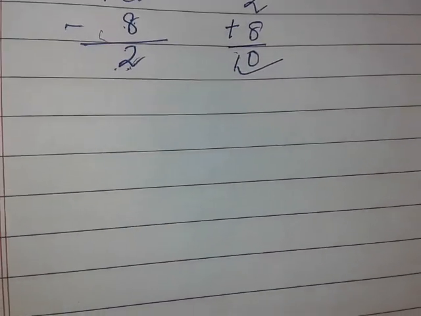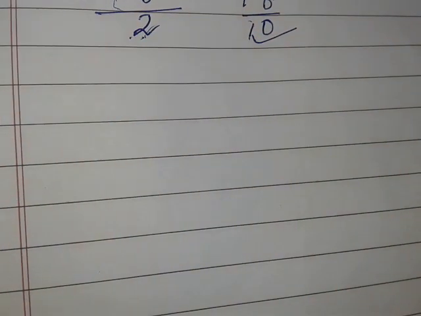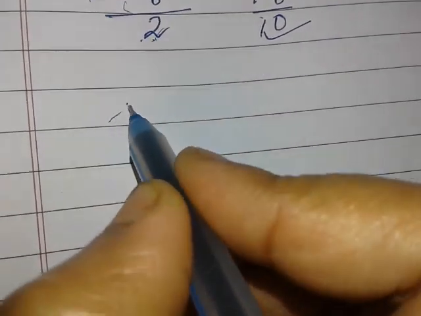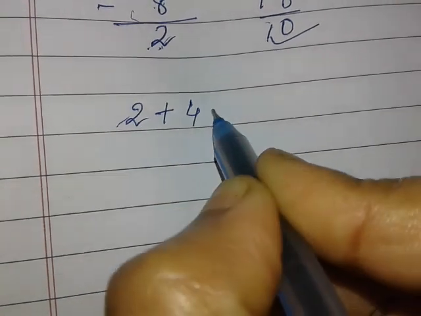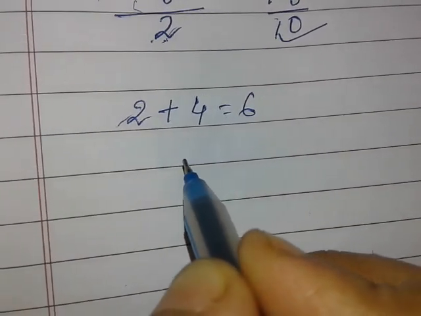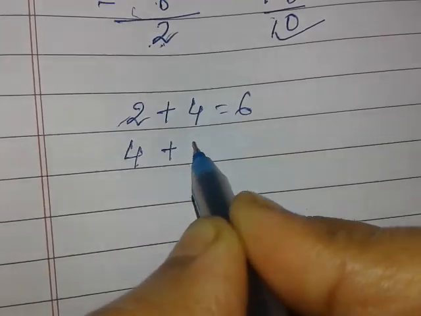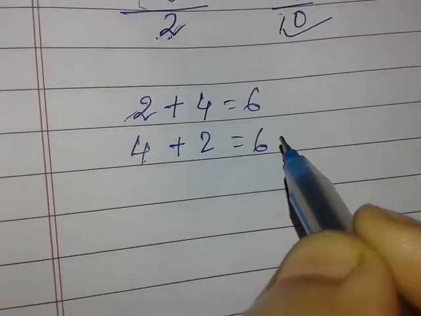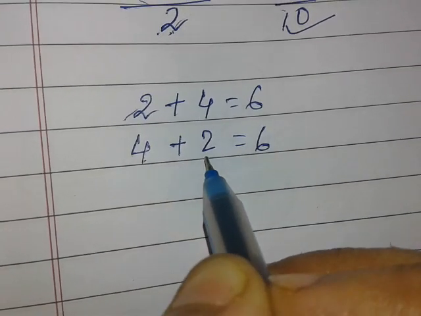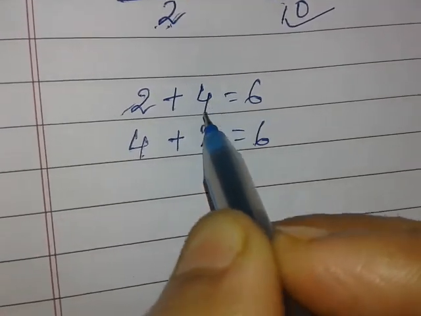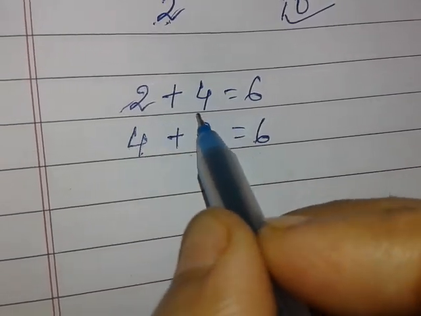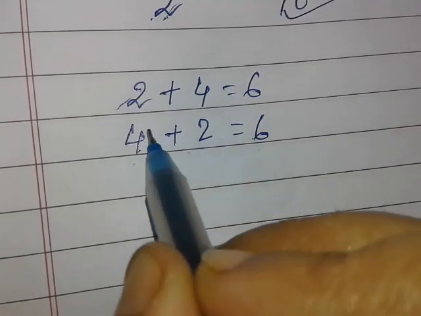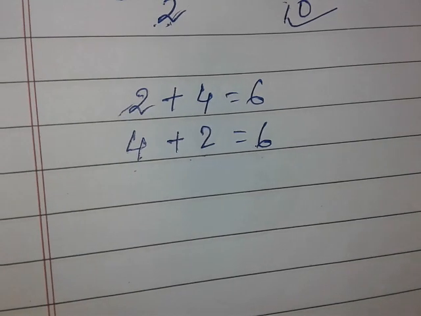I will explain some more things with some more examples. Each addition statement can be written in two ways. Say 2 plus 4 is equal to 6. Again 4 plus 2 is equal to 6. 2 plus 4 and 4 plus 2 are the same thing. Two addition statements for the same numbers: 2, 4 and 6. The numbers are the same but the addition statements are different.